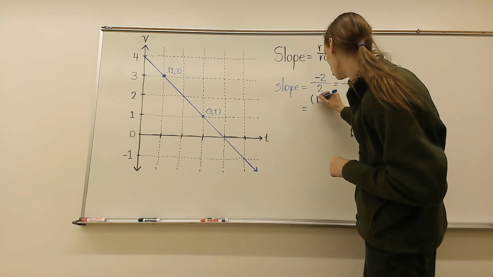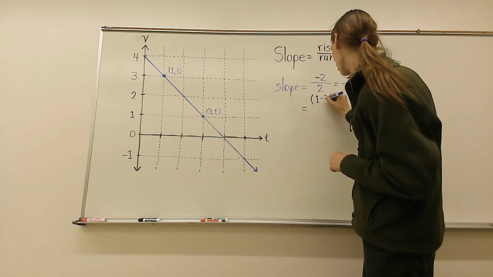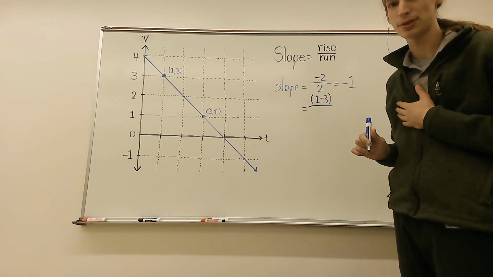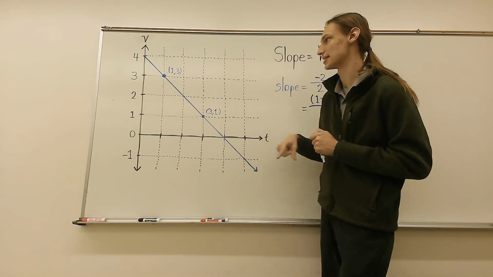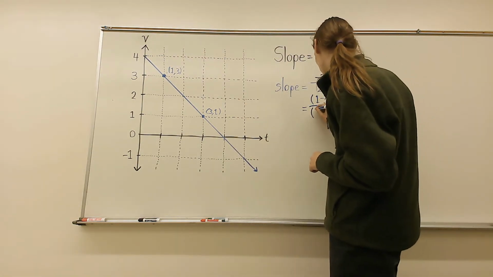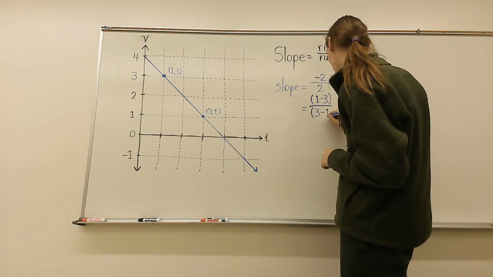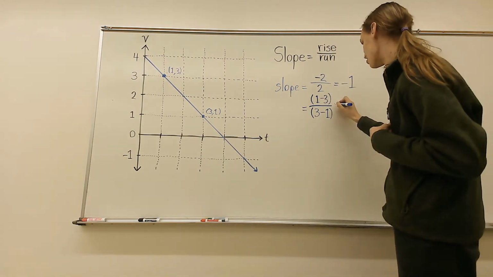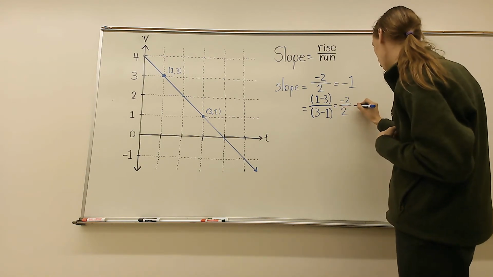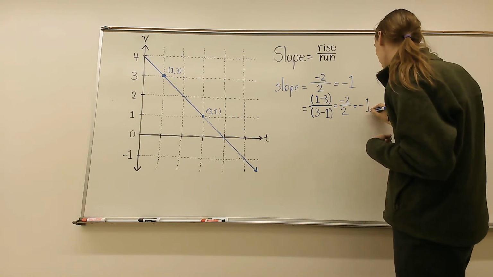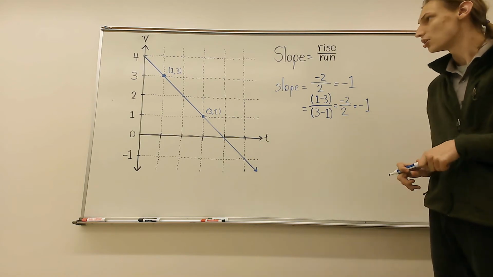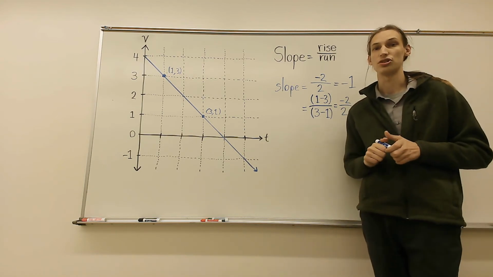So we have 1 minus 3 as our rise, and then our run, we do the same thing, but we use the x coordinate this time. So we do 3 minus 1. And as you see, if we simplify this, we get -2 over 2, or -1. It gives us the same answer, whichever way we do this. So that is a generic introduction to slope.